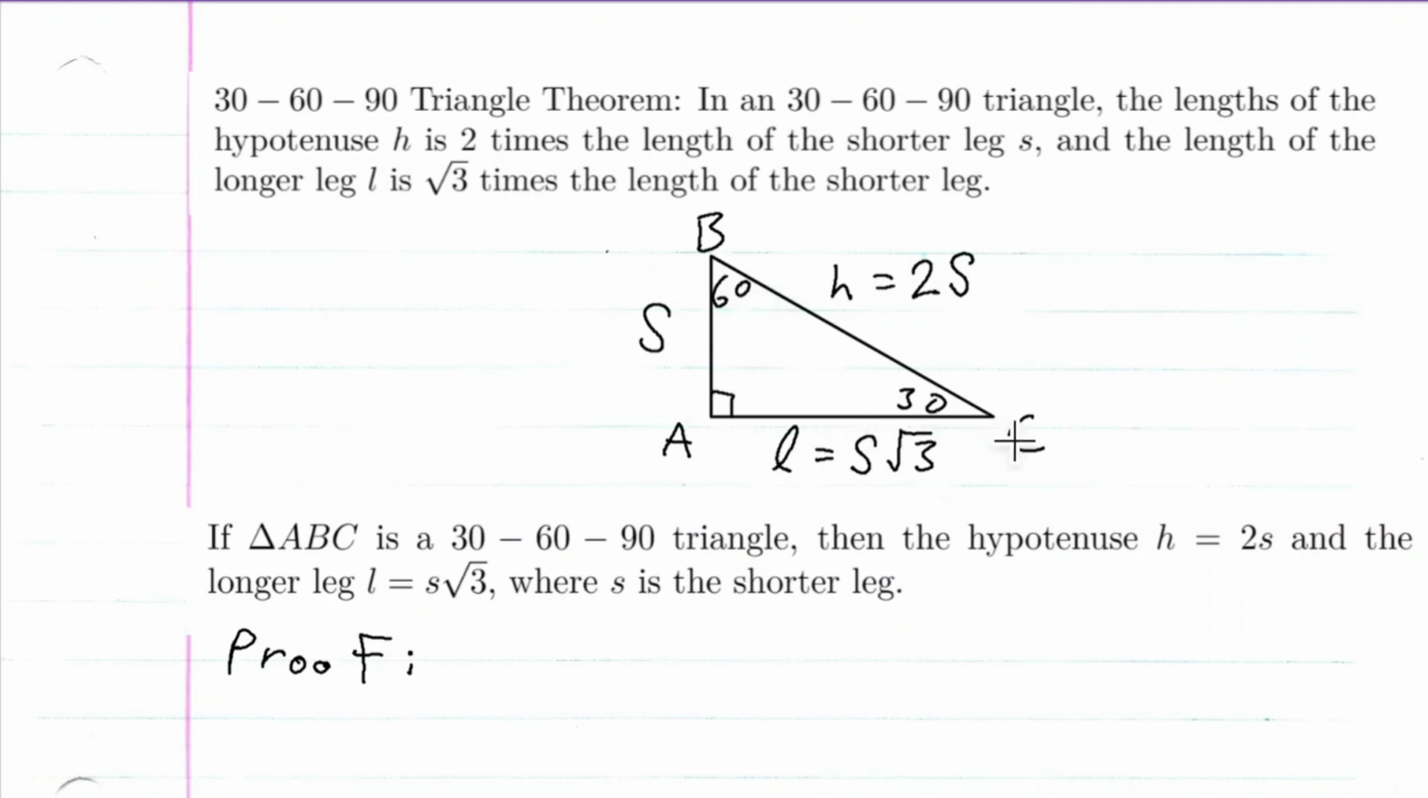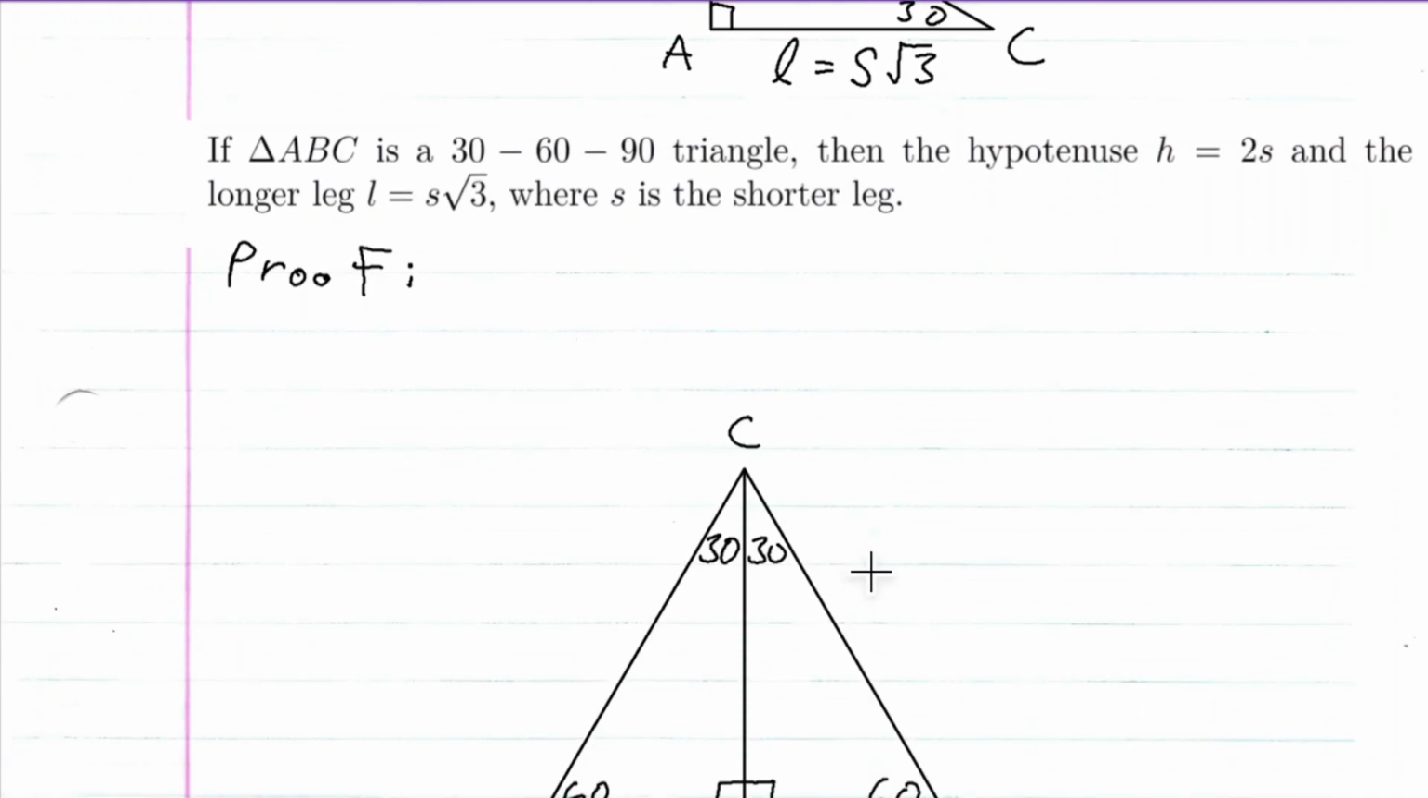So we know AC is the longer leg because it is opposite 60 degrees, is the square root of 3 times the length of the shorter leg. So we know that L is equal to S times the square root of 3, where of course S is the length of that shorter leg. Okay, so this is basically saying if triangle ABC is a 30, 60, 90 triangle, then the hypotenuse H is equal to 2S, and the longer leg is going to be S times the square root of 3, and of course S is the shorter leg.